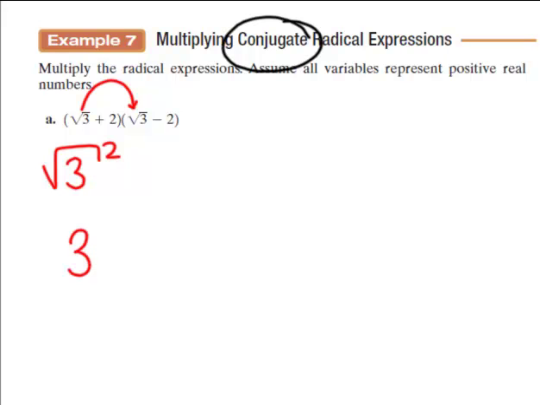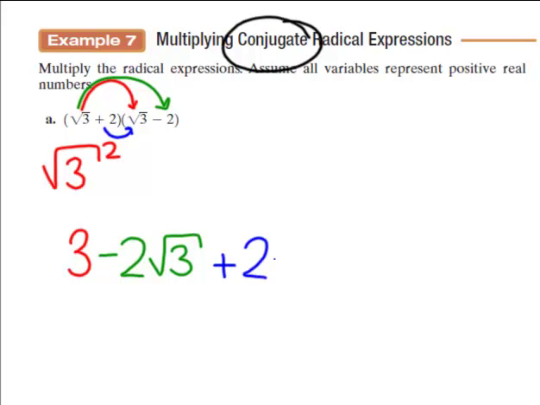And then we can do our outers. Square root of 3 minus 2. So one's on the outside, one's on the inside. Can't combine them. And then do the inner guys. I get the same problem. Can't combine them, so I just do 2 times root 3. And then finally we do the lasts. 2 times negative 2 gives me negative 4.